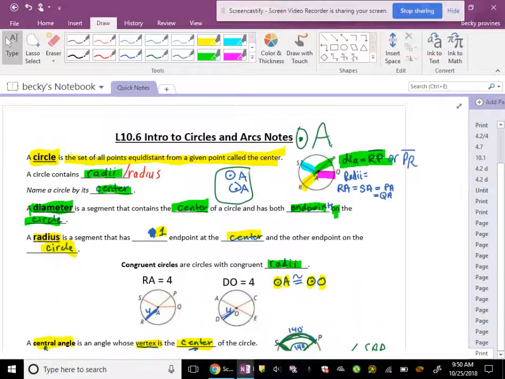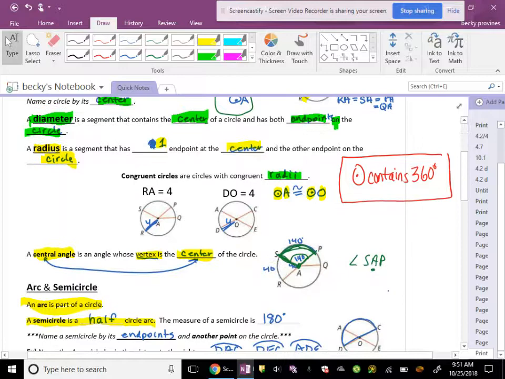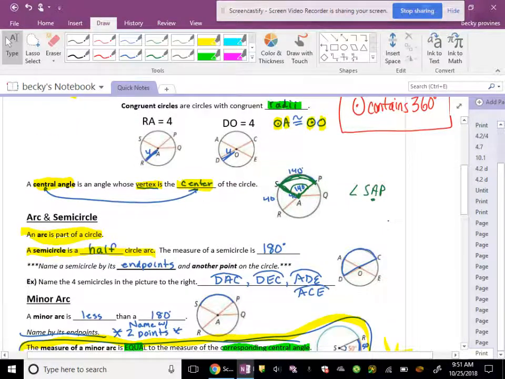So if you don't know this, please write this down. A circle contains 360 degrees. You have to know that for this lesson. So if you don't know it, please write it down. So the next part is we're talking about half of a circle. So what's half of 360? And hopefully you know that that is 180.